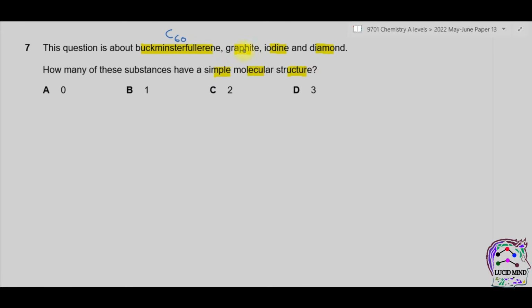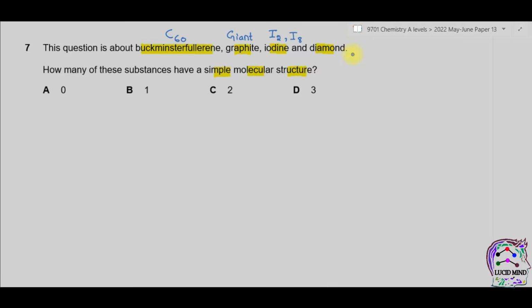Second one is graphite. In graphite we have layers of carbon atoms and it is giant molecular, as we have a lot of carbon atoms and a lot of bonds are present. Third one is iodine. Iodine can exist in the form of I2 or I8. This one is simple molecular, as we have a small number of atoms present in one molecule, and intermolecular forces are present between molecules to make it solid.